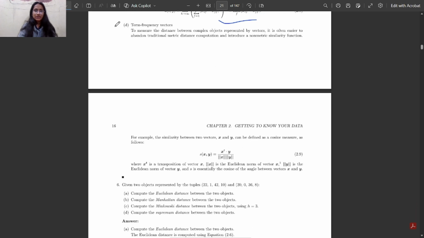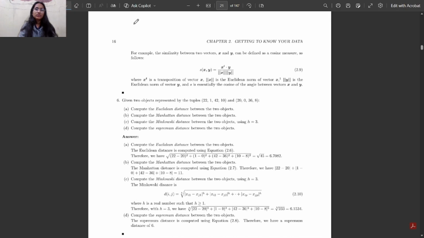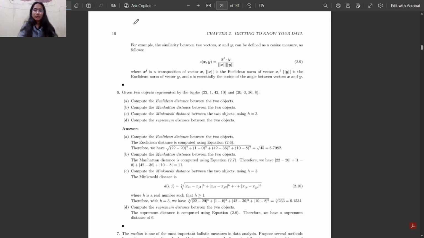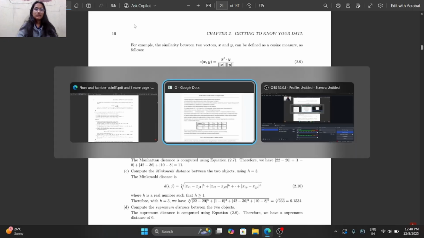Next is term frequency vector. So in the last technique, term frequency vector, where we deal with text objects, they can be represented using term frequency vectors. So similarity is computed using cosine similarity. Here we use cosine similarity. This measures how close two text documents are based on directions and not magnitudes. That completes question number 1 of section B.